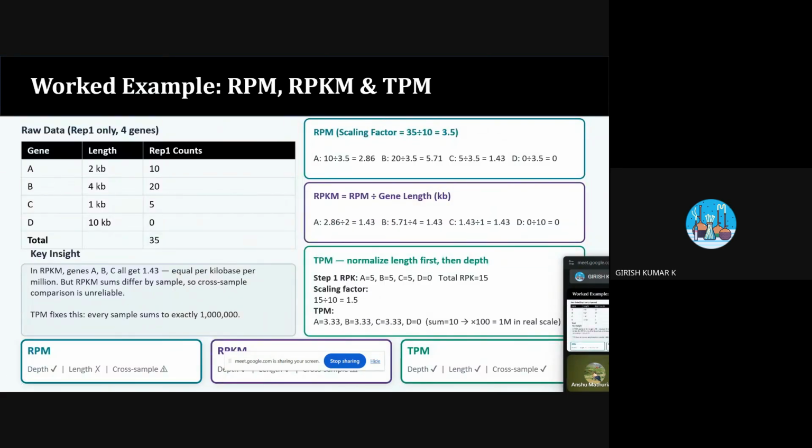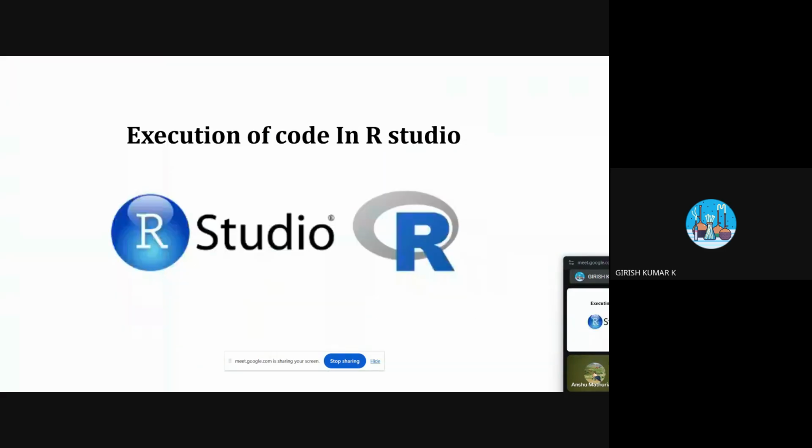This is my working example. It can be given in the slide only. So I expect to differentiate the three normalizations. RPM is used for depth only, not for length and cross-sample. RPKM is used for depth and length, not for cross-sample, but TPM is for all things.